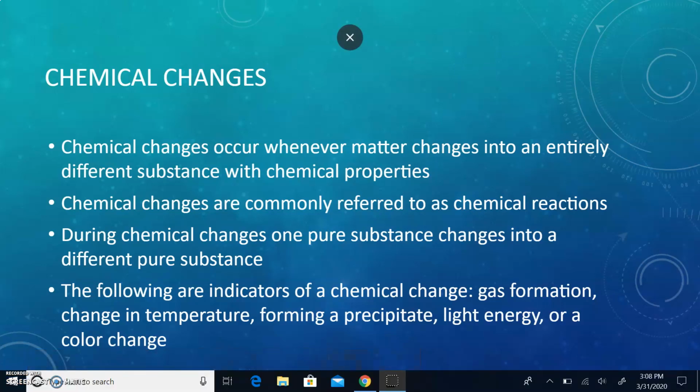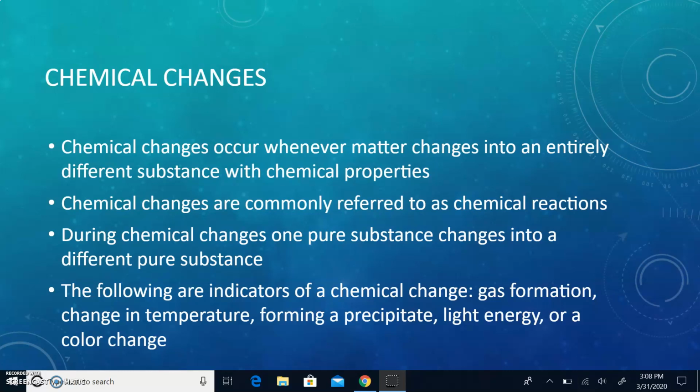And the following are indicators of a chemical change. So these are things that when we are watching a chemical process or a chemical change take place, these are things we should be able to see. First thing you have listed is the formation of a gas. And so if you think back to the example I mentioned on the previous slide with zinc and acid, when zinc is placed in an acid, gas bubbles form, hydrogen gas is formed. And so that would let us know that a chemical change is taking place.